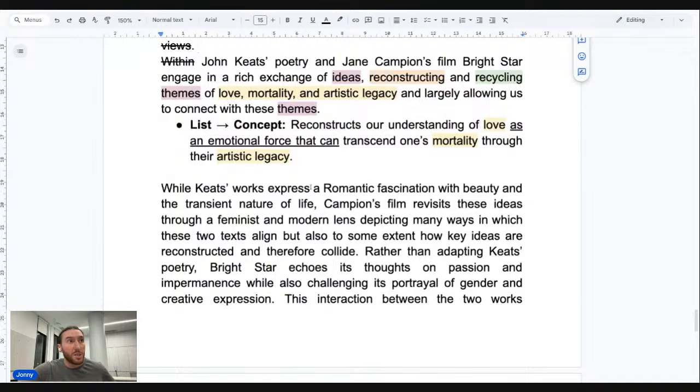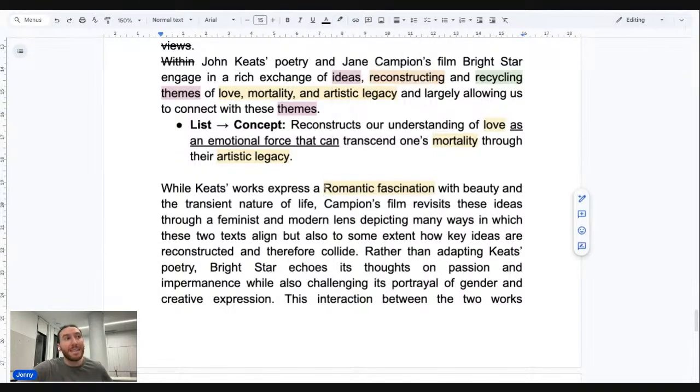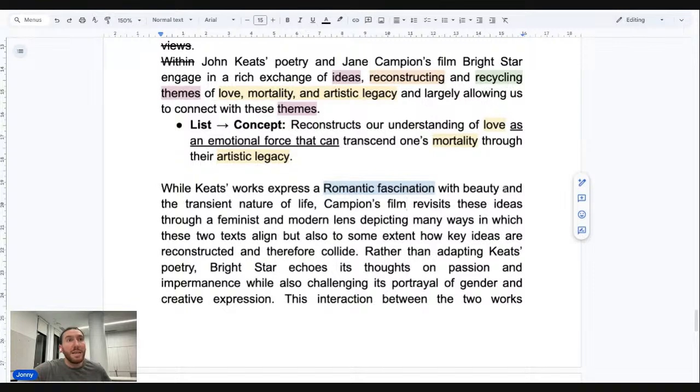While Keats's works express a romantic fascination, what's good about what this student's done here is they've actually linked with a specific contextual term, romantic, right? Keats is a romantic poet. That's good, right? Not everyone does that. So that's actually a plus. With beauty and the transient nature of life.